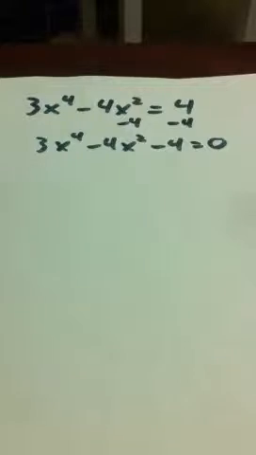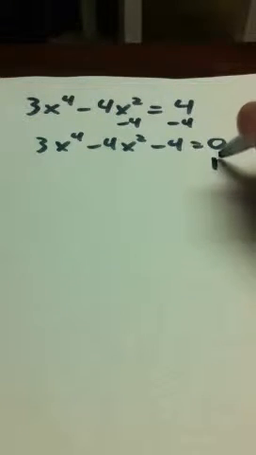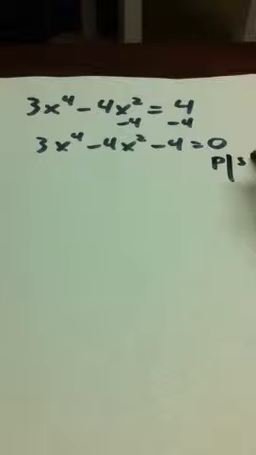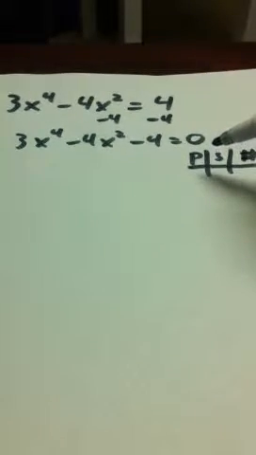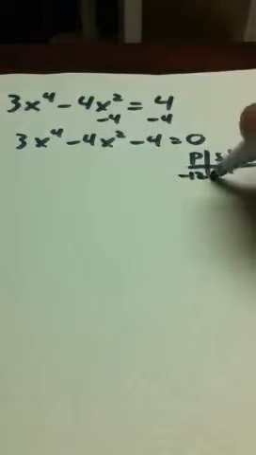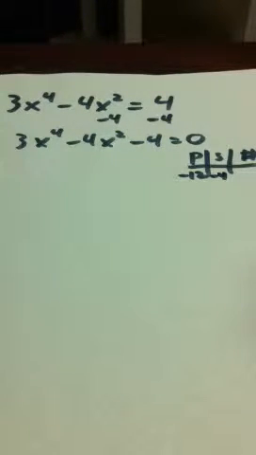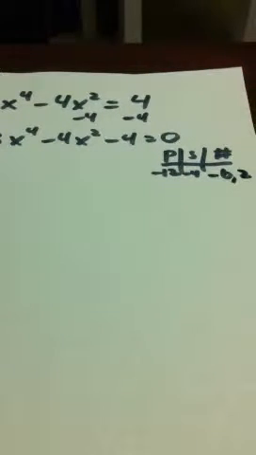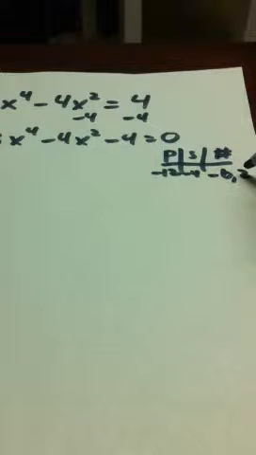The middle power is half of the leading term's power or exponent, so that seems to work. But I've got this leading coefficient of 3, so this is going to be a little bit tougher. So I'm going to go back to the old methods that we did, which is product, sum, and numbers. Product comes from a times c, so 3 times negative 4 is negative 12. Sum is my b value, or negative 4. And so figuring out those two numbers, negative 6 and 2, pop up as solutions for me. Negative 6 times 2 is negative 12, and negative 6 plus 2 is negative 4.